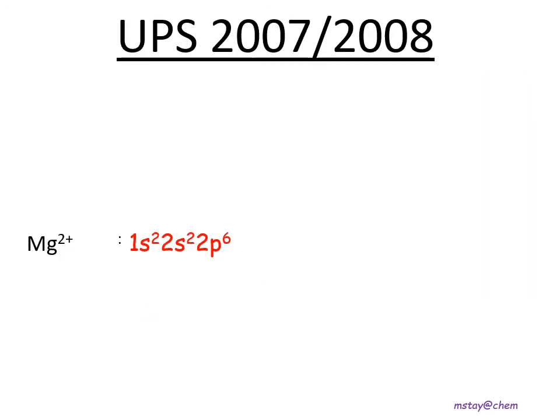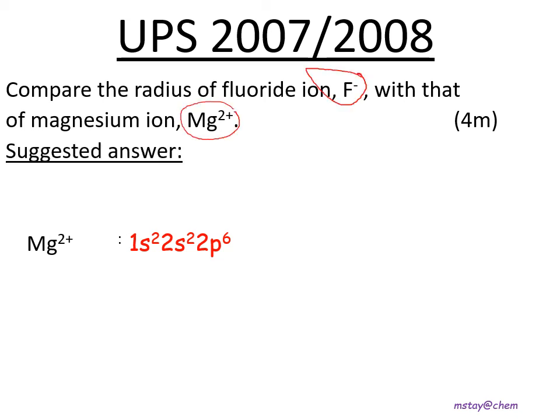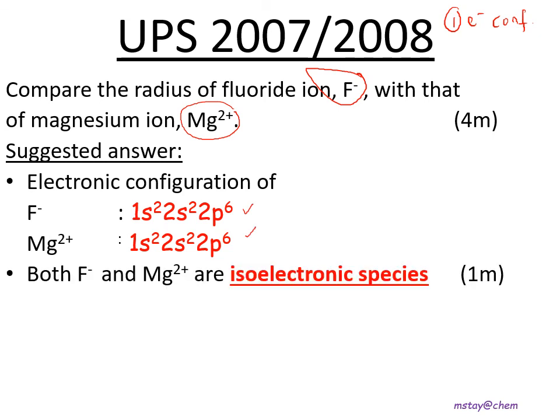Let's continue to the last question, UPS 2007 and 2008. Compare the radius of fluoride ion and the magnesium ion. When we are given this, if you still remember, just now we said first we must write down the electron configuration. If the question didn't give us the electron configuration, we are going to write it down. After we write down for both the fluoride ion and magnesium ion, we notice they are isoelectronic species. So you have to write it down.